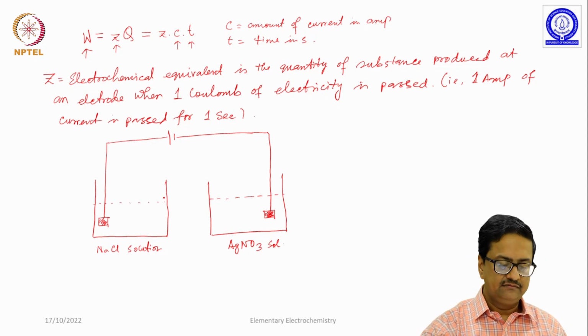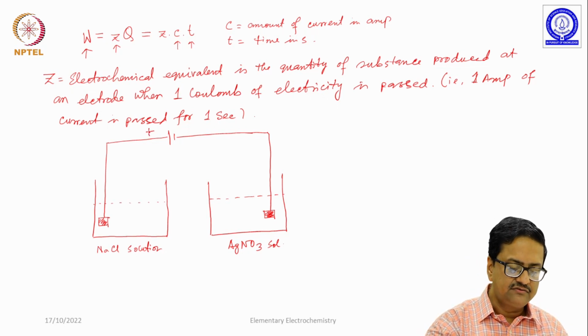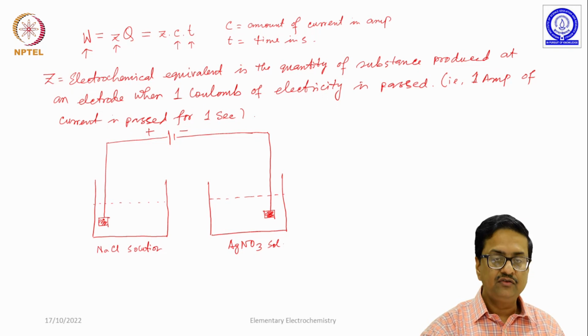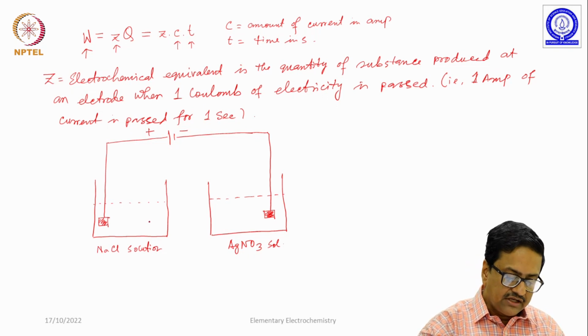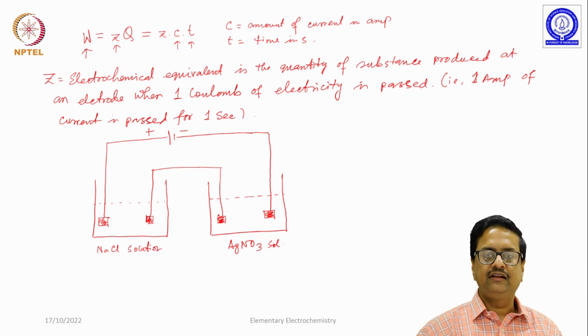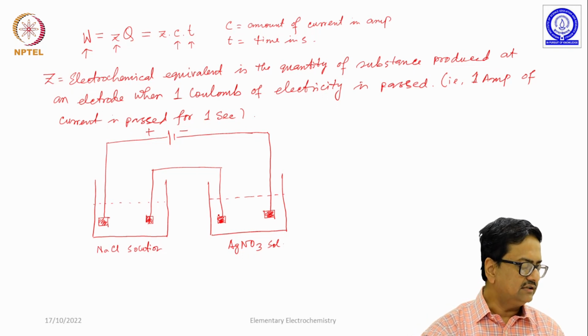What do you think? What will happen? Nothing will happen, because these two solutions are not connected. I have the positive end dipped in one solution and the negative end dipped in another solution, but these two solutions are not connected by any electrical connectivity. Therefore, nothing will happen at this point. So now if I put another pair of electrodes and use those electrodes to connect these two solutions, then the reaction will start, then the electrolysis will happen.